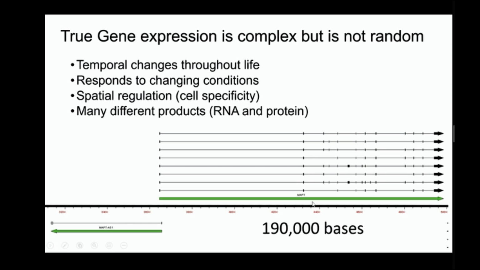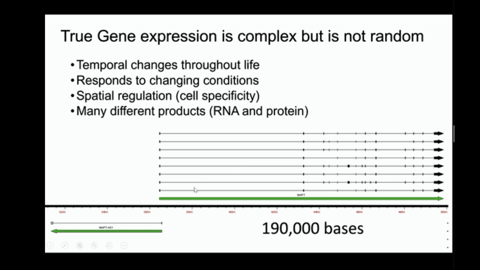The sense gene is here, but there's actually an antisense regulatory gene associated with that. And the regulatory region is here, over 50 kb of sequence. The expression isn't the same. We don't always make the same product from this gene. There are changes throughout our lives as we develop. The response of the gene changes with conditions. There's spatial regulation of gene expression that is very cell-specific. Some cells make one form of the protein, others make a different form, and some don't make any at all.